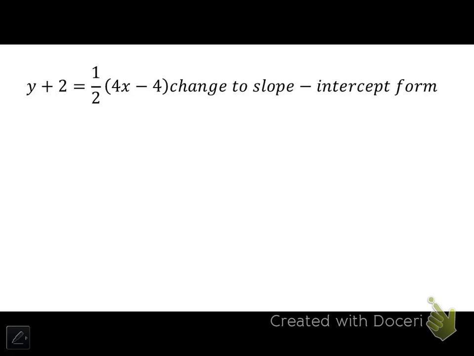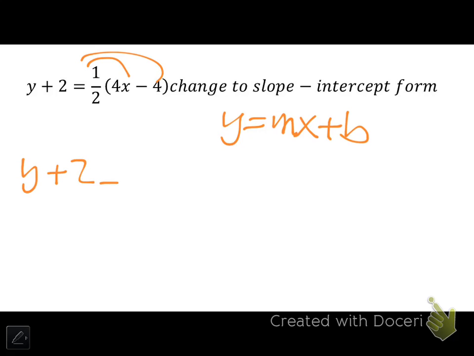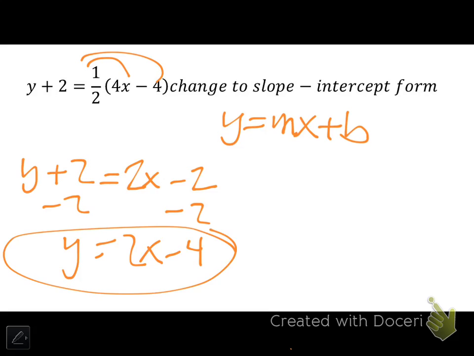Okay, change to slope-intercept, so that's y equals mx plus b. So we have to get y by itself, so we distribute. So half of 4 is 2. Oops. So it should be 2 over here too. Subtract 2. So y should equal 2x minus 4.